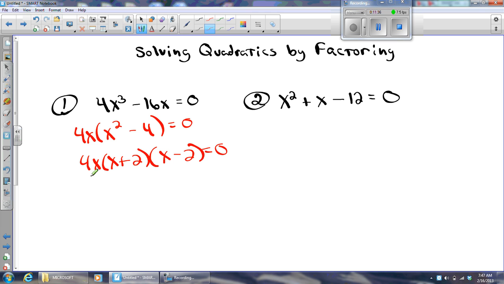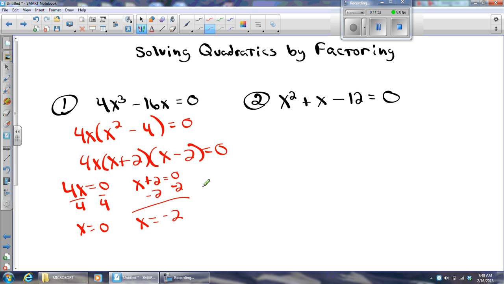We're going to set up each part equal to 0. 4x equals 0. Divide by 4, x equals 0. Then we're going to set x plus 2 equal to 0. Subtract 2 from both sides and get x equals negative 2. X minus 2 equals 0. Add 2 to both sides and get x equals 2. So x could equal 0, plus or minus 2.